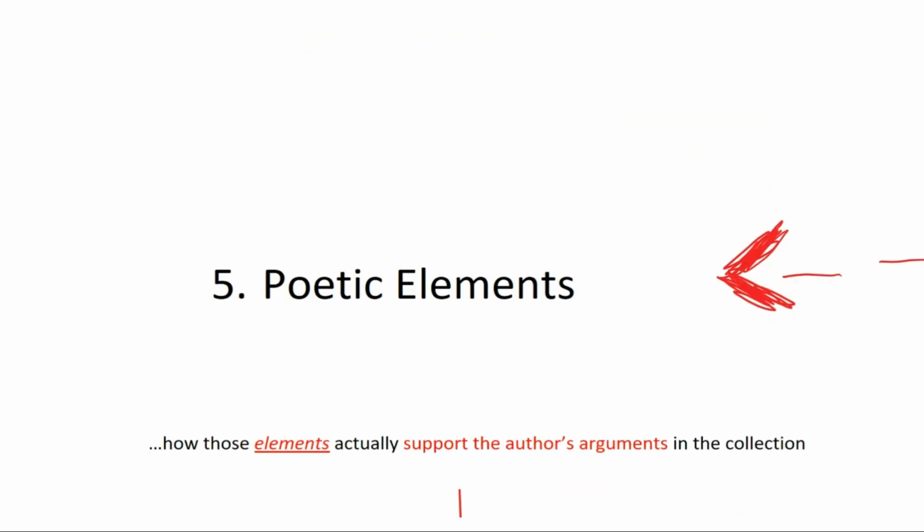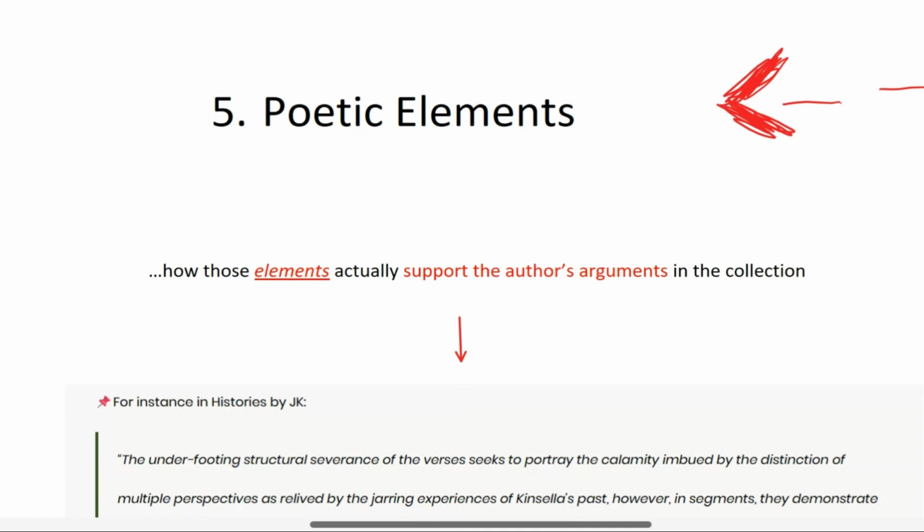Finally, don't forget that this is poetry. You have to talk about the poetic elements. But here's a mistake most people make. They just throw in techniques randomly without linking them to the poet's message. That's not analysis, that's just name dropping. But what these A+ essays do well is explore how those elements actually augment the author's arguments within the collection. In short, use poetic features to justify each one of your points. It has to have a purpose in your analysis of the text.